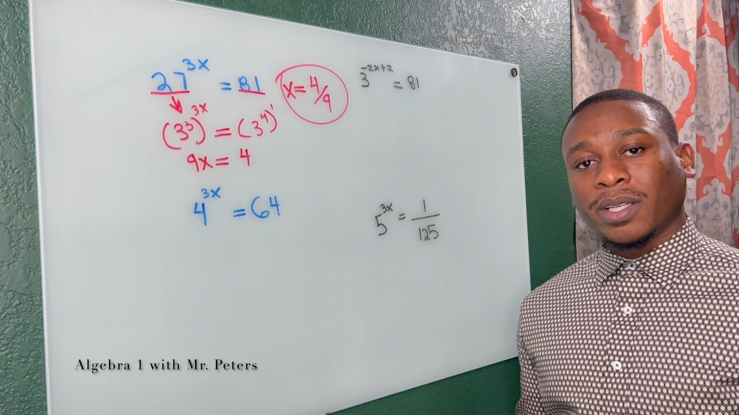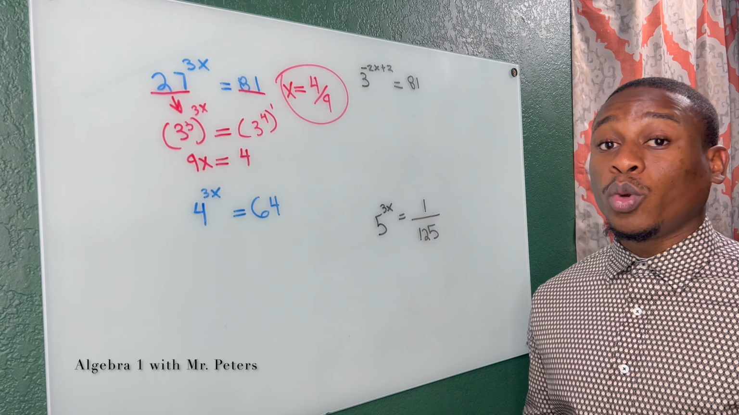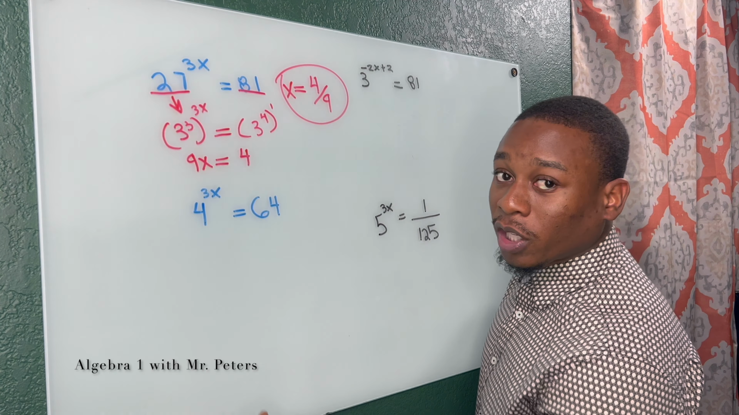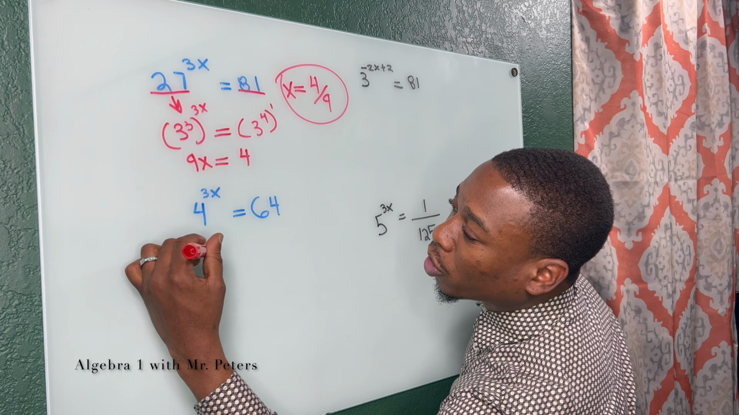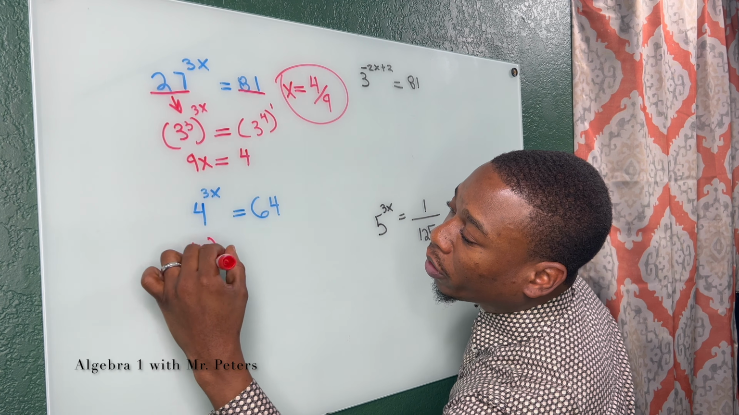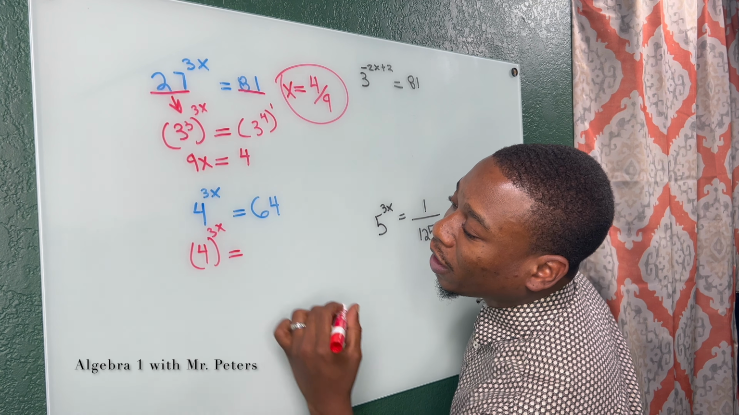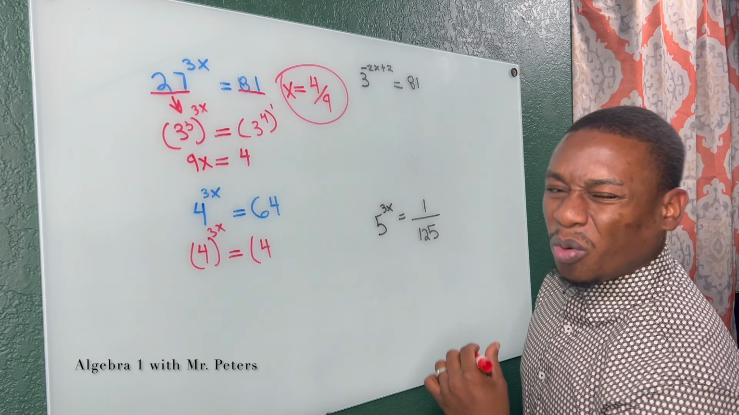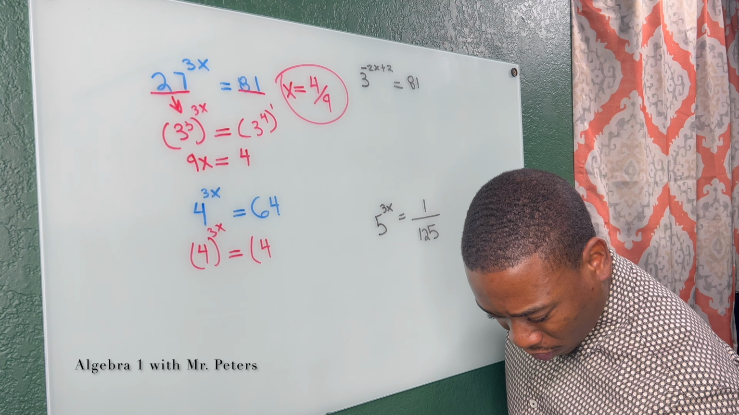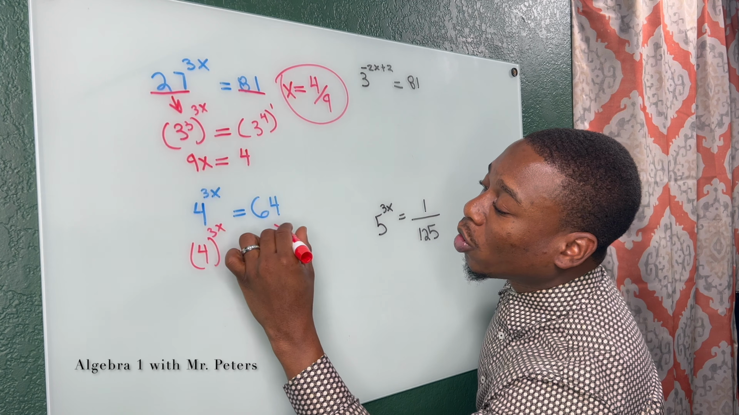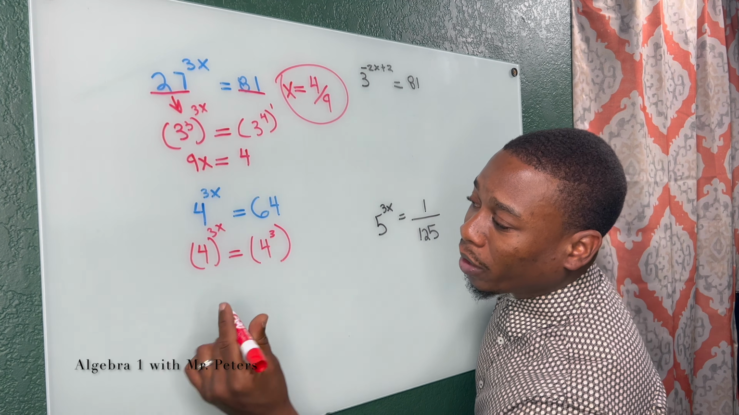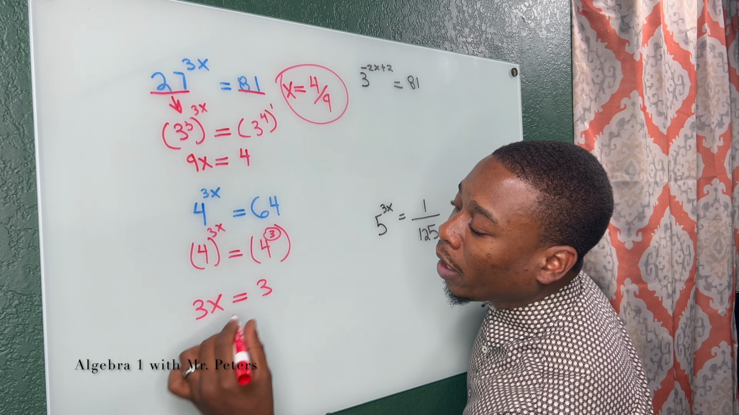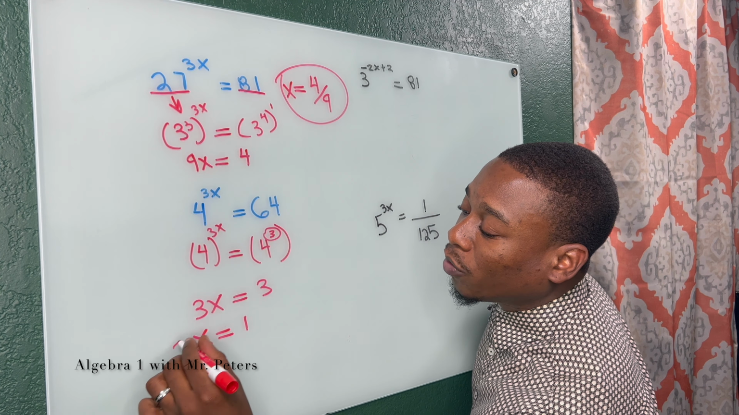Problem number 2 is a little bit different because we could solve this in 2 different ways, or 2 different bases, I should say. So the first one is just to keep it as a base of 4. All right, so this stays the same. We have 4 to the 3x power, and this is equal to 4 to the, let me check my notes. Yeah, to the third power. So now once I drop the bases, I'm going to have 3x is equal to 3. I'm going to get x is equal to positive 1.